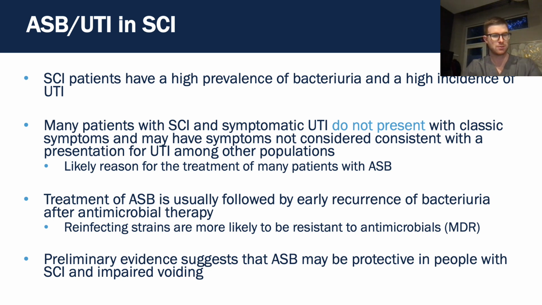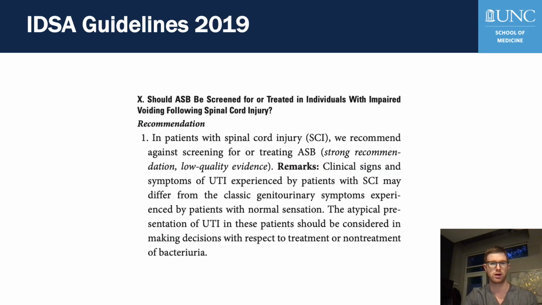And also very similar to gut microflora, preliminary evidence suggests that asymptomatic bacteria is actually protective in preventing urinary tract infections in patients with spinal cord injury and those who have impaired voiding. And so I mentioned the IDSA guidelines a little bit, and I just kind of wanted to refer to them. They actually have very specific guidelines for the treatment of and testing of those with spinal cord injury for asymptomatic bacteria. They actually recommend against screening for or treating asymptomatic bacteria.